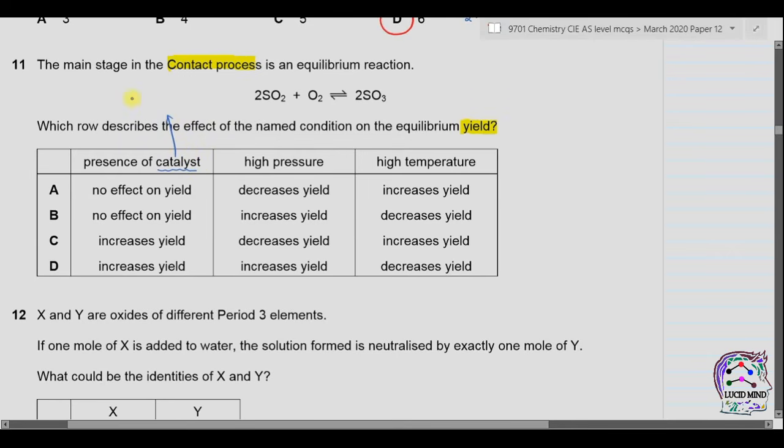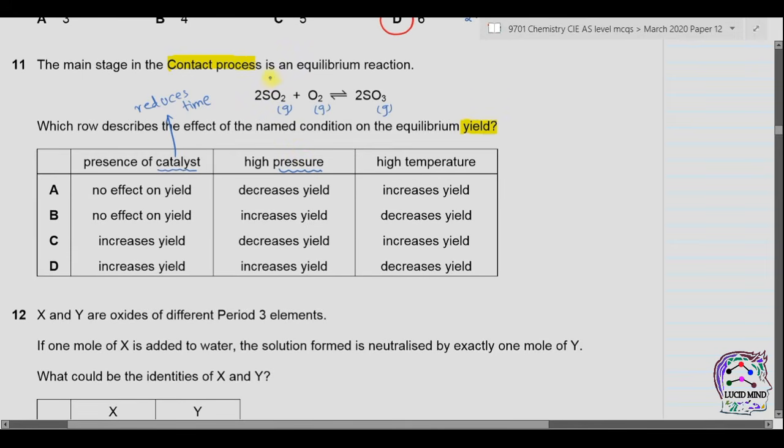So as we know, a catalyst only reduces time. It does not have any effect on the yield of the product. Second is pressure. As in this chemical equation, all the reactants and products are in the gaseous form, so it means that there will be an effect of pressure.